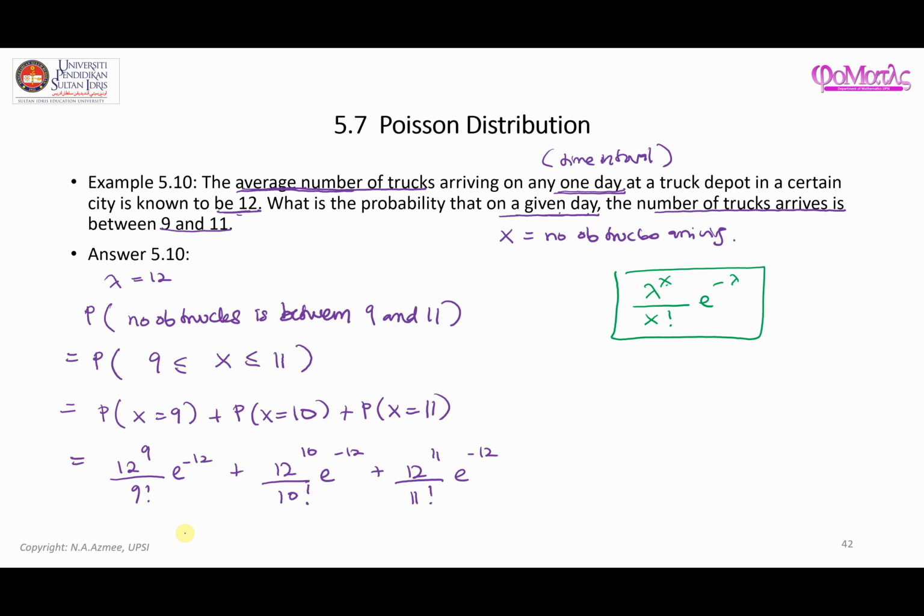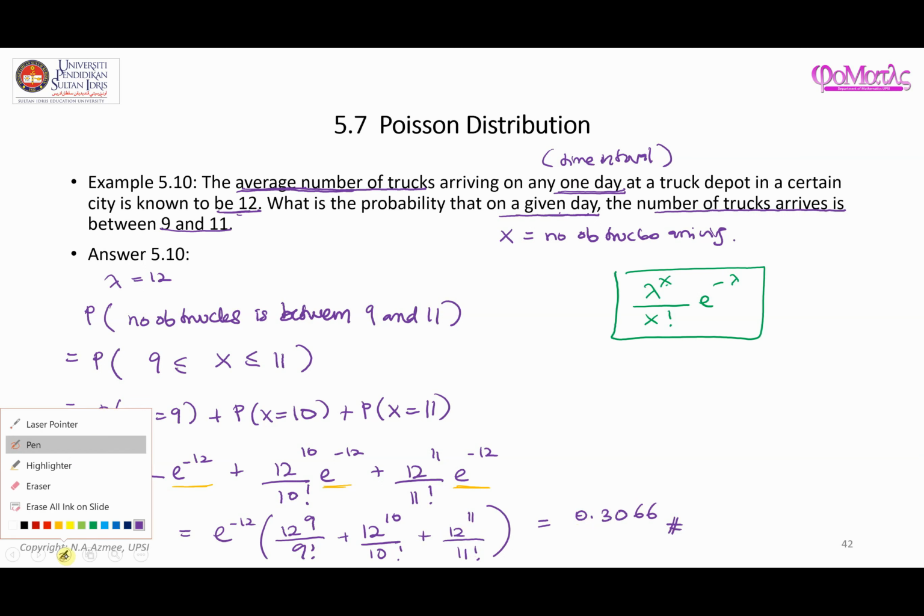And of course, you can simplify the look by factoring e negative 12 out of this. So we can factor that out. So we have e negative 12, 12 to the power of 9 over 9 factorial. Next, we have this term and the final term. And if you punch in these values into your calculator, the answer that you should get is 0.3066.